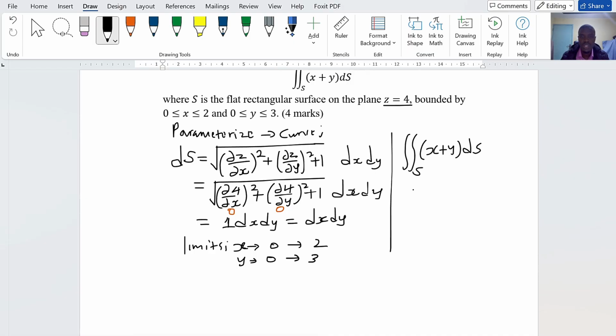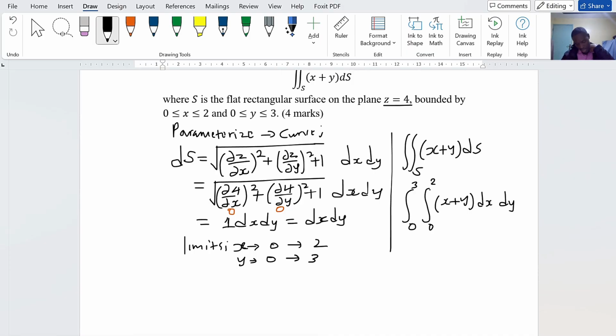Now for the first integral, we are going to have our y, because our ds is dx dy. So dy is outside. Please check, dx is inside, dy is outside. So our first integral is for dy, which runs from 0 to 3. Then our inside integral is x, 0 to 2. Then we have our x plus y, then dx dy. Remember, y is the outside integral. The limits of y is 0 to 3. And then the inside integral is our dx, which is 0 to 2.